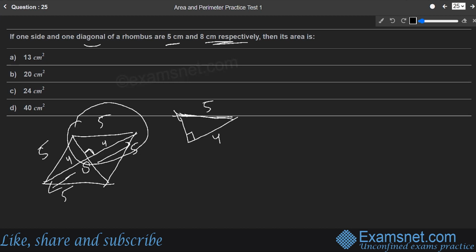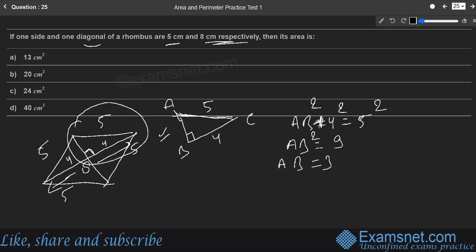Now what he's asking for is the area. So we are supposed to calculate the area. Clearly we want to calculate this particular length. Let us name the points A, B, and C. So we want to calculate AB using the Pythagoras theorem, because it is a right angle triangle. AB square plus 4 square is equal to 5 square, which gives AB square value as 25 minus 16, that is 9, which gives the AB value as 3.